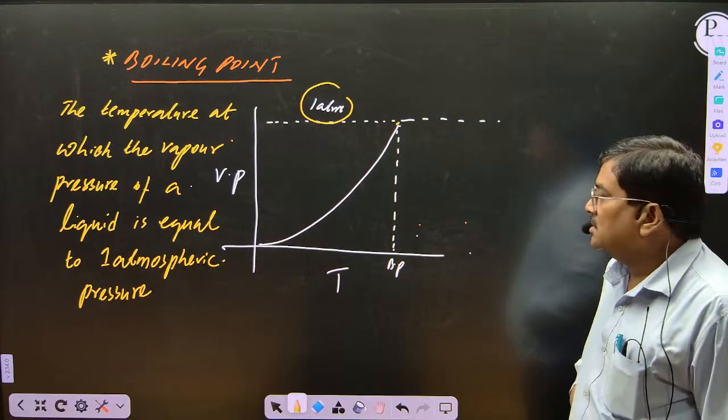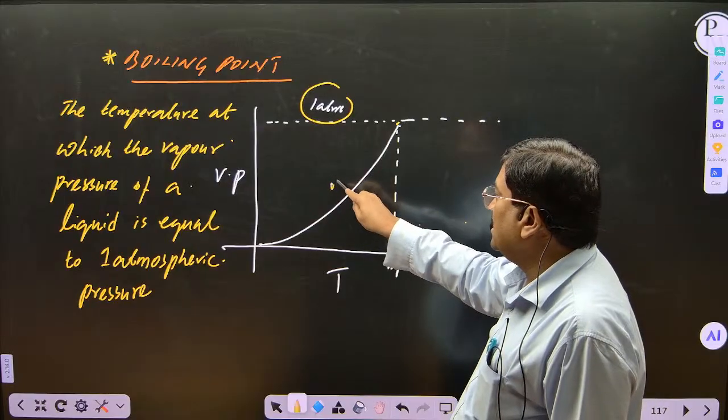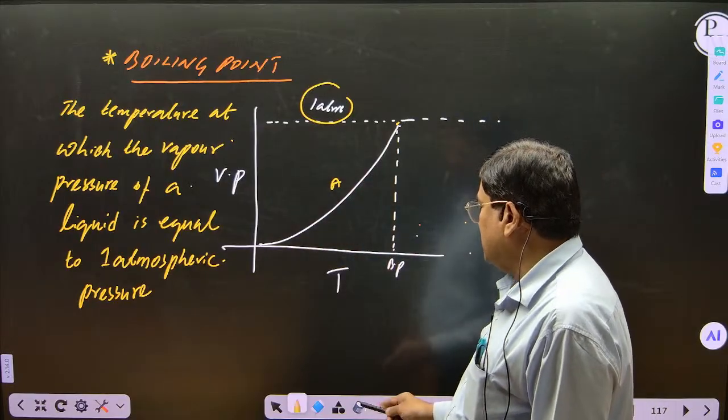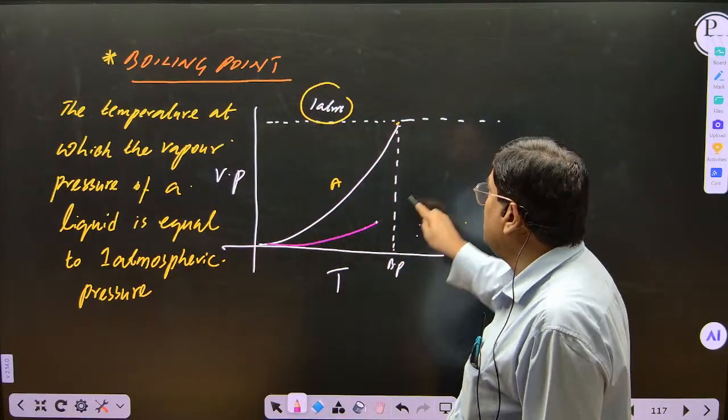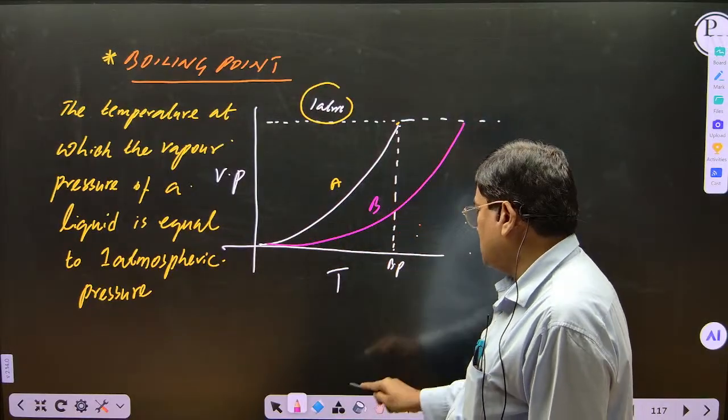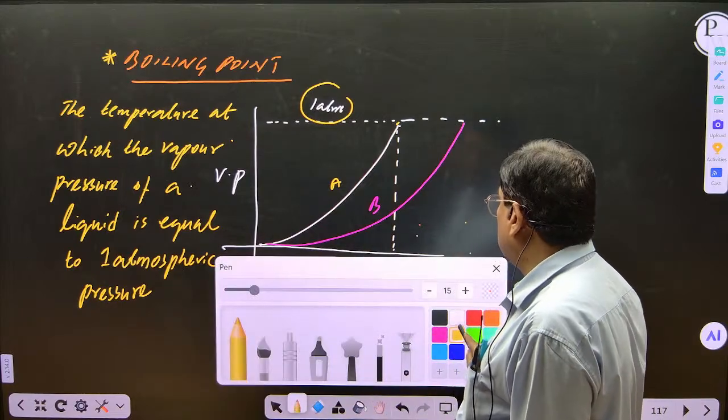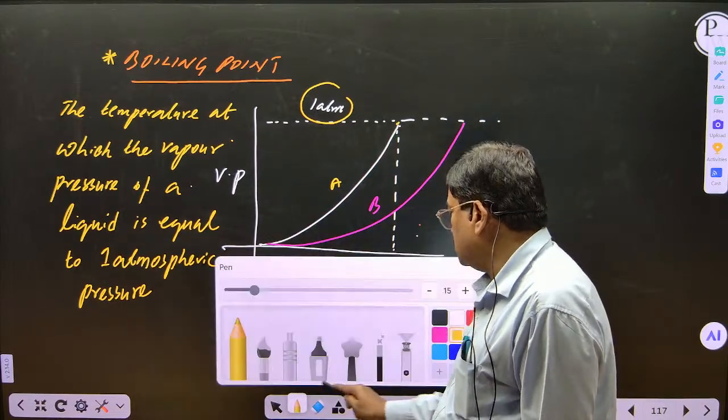Following all of you. Now see, I am taking liquid A. This is liquid A. I show you with another curve. This is liquid B. This is with liquid C.